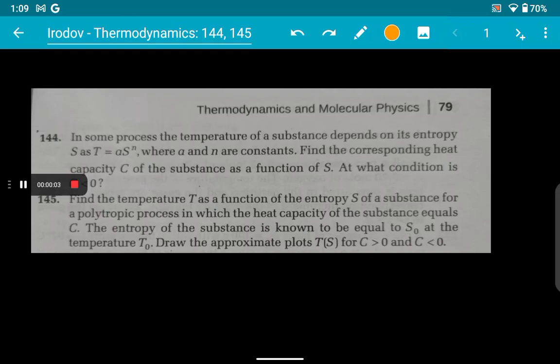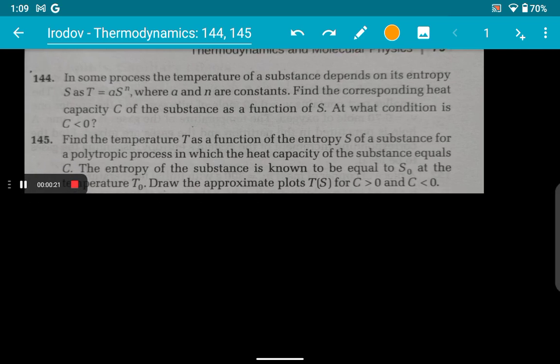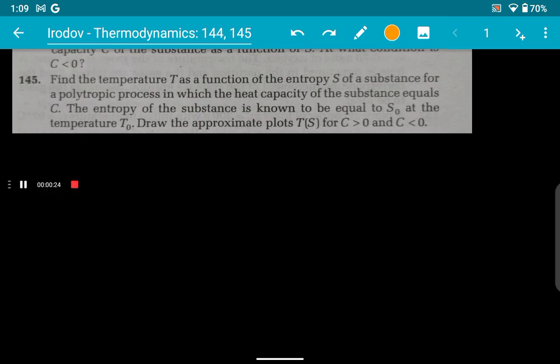So hello everyone. Today we will go into thermodynamics a little, and in this video we will be solving these two problems as you can see on your screen right now. These two are from Irodov, and this is specifically on the relation between entropy and temperature. The base of these two problems is actually just one formula, and that is nothing but this thing.